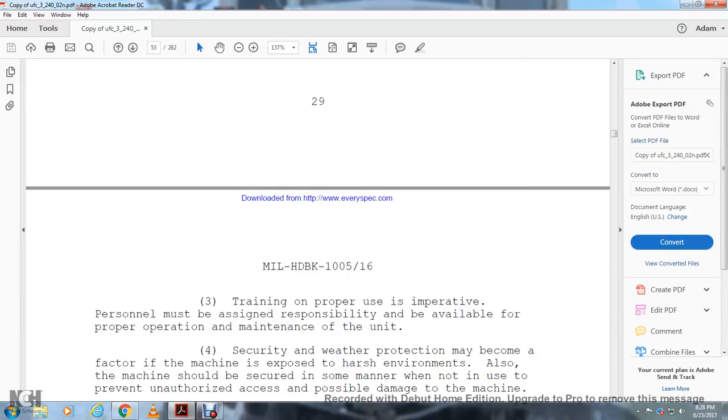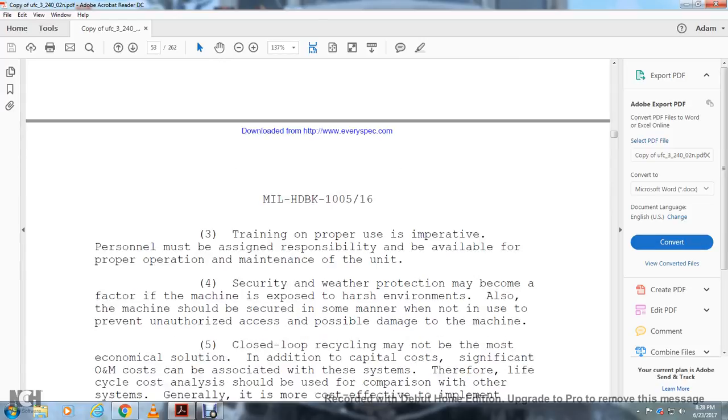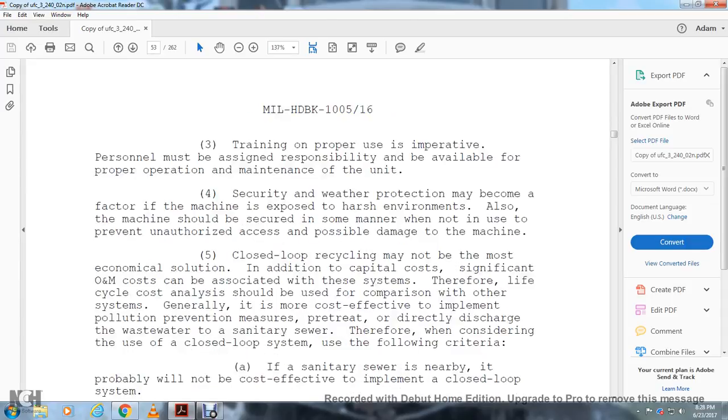3. Training is imperative. Personnel must be assigned responsibility for the proper operation and maintenance of the unit. 4. Security, whether protection may become a factor as the machine is exposed to the harsh environment. Also, the machine should be secured when not in use to prevent unauthorized access and possible damage to the machine. 5. Closed loop recycling may not be the most economical solution.